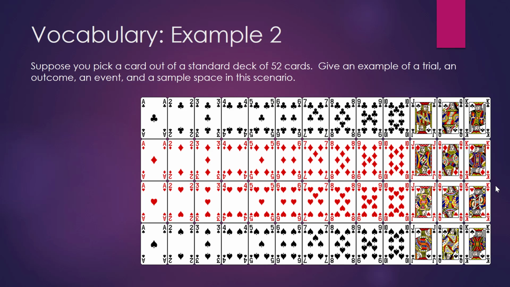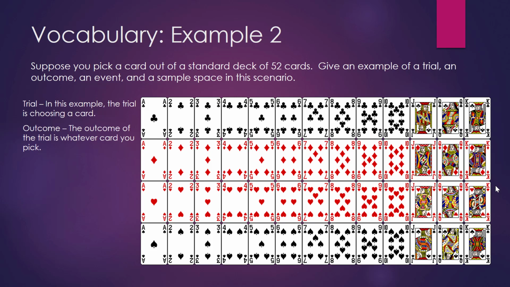Example 2. Suppose you pick a card out of a standard deck of 52 cards. Give an example of a trial, an outcome, an event, and a sample space in the scenario. In this case, the trial would be choosing a card. The outcome is whatever card you pick. So, for example, let's suppose you happen to pick the 8 of diamonds. That would be your outcome.